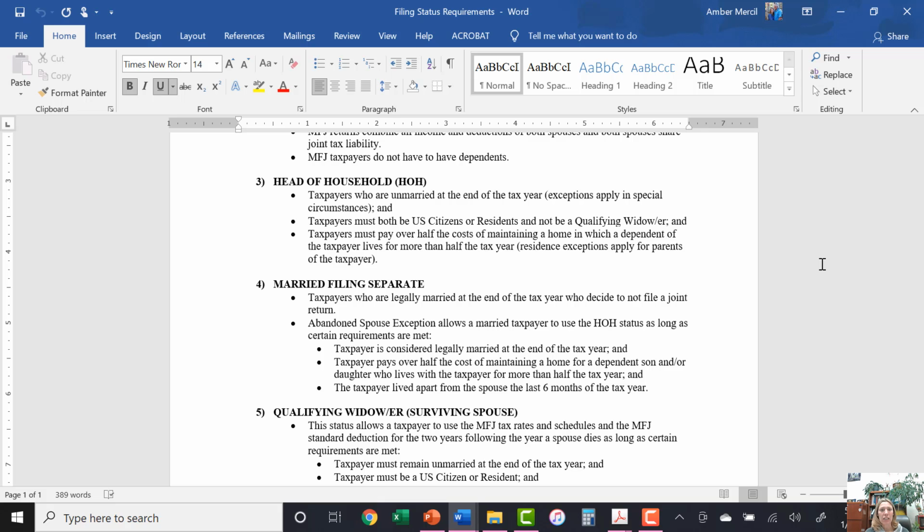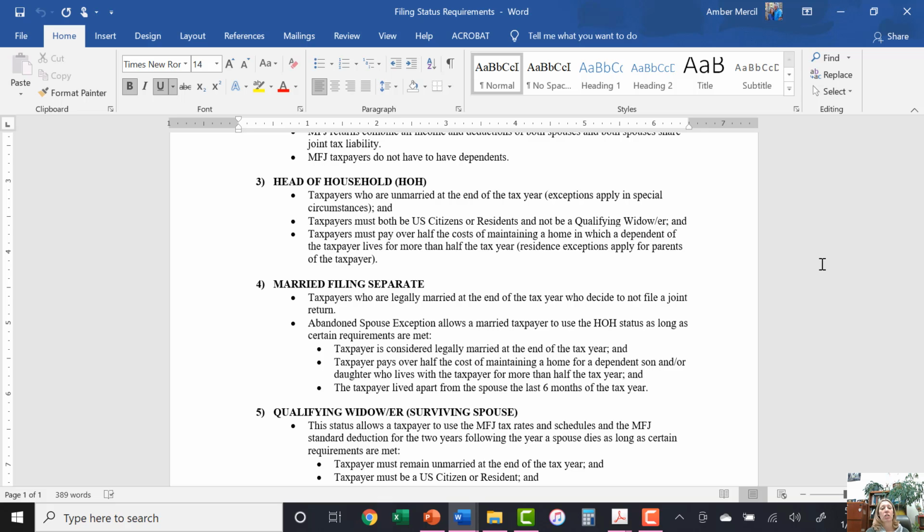I don't like the status. The status sucks because this status excludes a lot of tax benefits. It excludes a lot of deductions like education. It doesn't allow you to do a lot of credits as well. But it's available for those folks who are married but don't want to file a joint return.